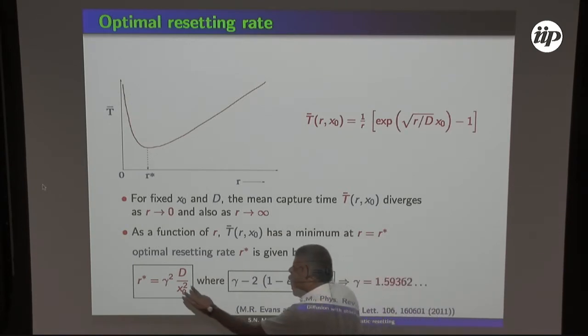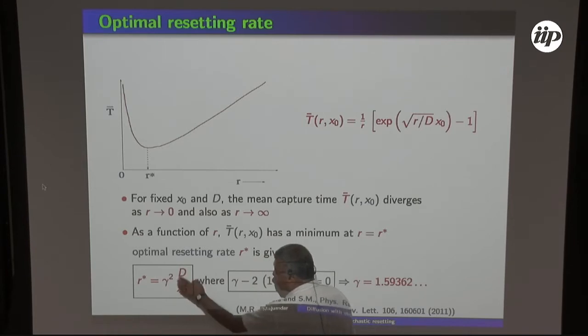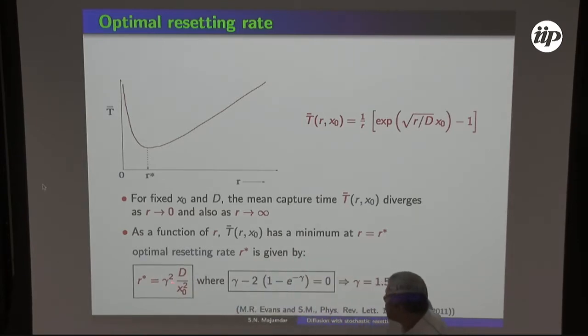This optimal resetting rate involves a dimensionless number, D over x0 squared, which is the right dimension. And this gamma is just a solution of a transcendental equation, found by taking the derivative. You find that gamma has a non-trivial value, 1.59. So there is an optimal value of the resetting rate at which the time to find the target is minimized. Indeed, the process with resetting is more efficient, and moreover there is an optimal resetting rate which makes it the most efficient.